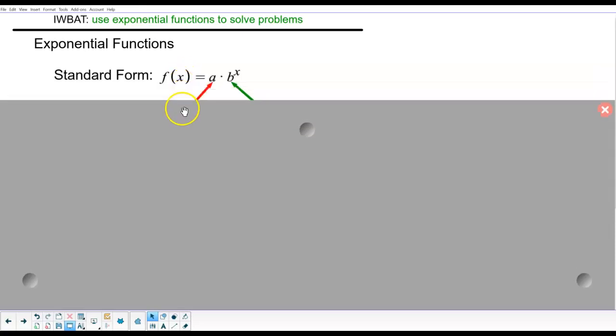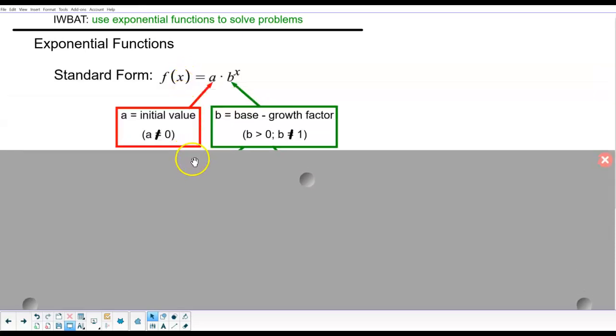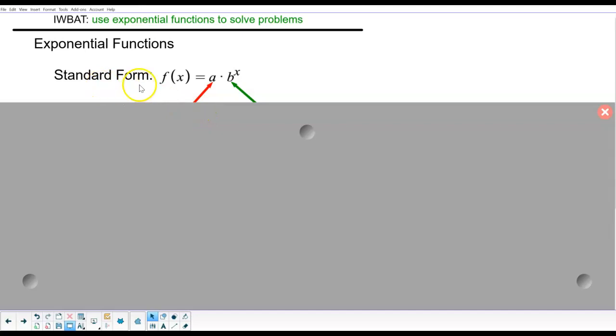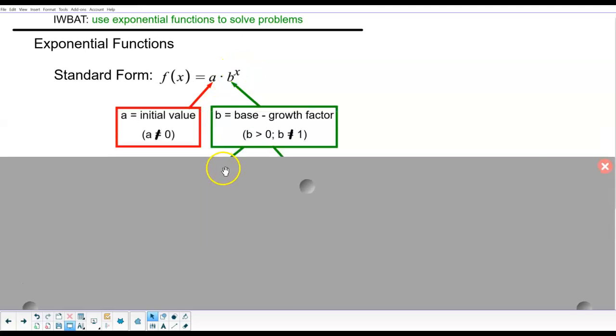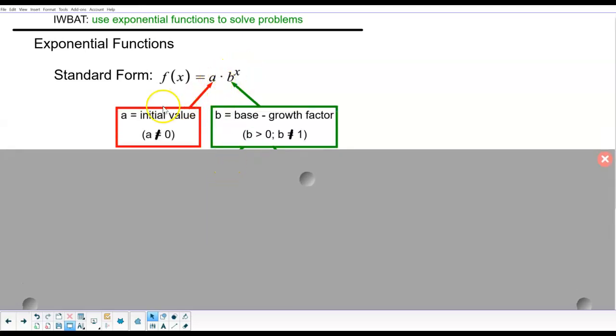Specifically, you might recall this from Algebra 1. We have exponential growth and decay. So our standard form is f of x equals a times b to the power of x. Notice where the exponent is. The variable is in the exponent. So what do we know? We know that the a value is your initial amount. The initial amount can never equal 0.